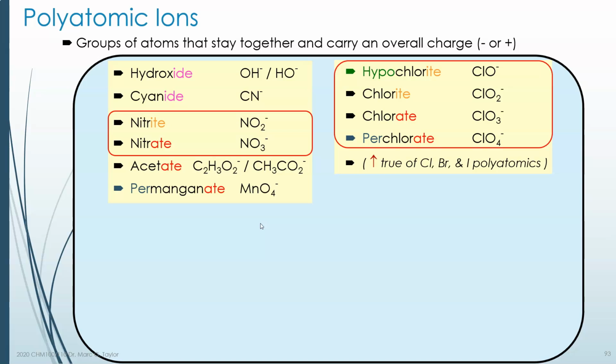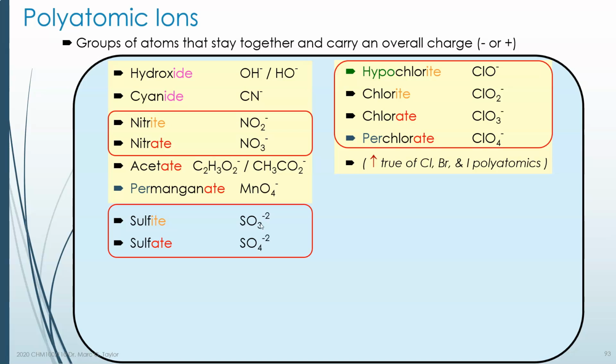And you can do the same thing with iodine and have hypoiodite, iodite, iodate, and periodate with I instead of the chlorine. So be aware of all those other possible combinations. So let's move on to some of the -2 charged polyatomic ions, sulfite and sulfate.